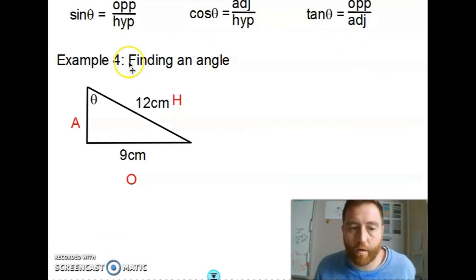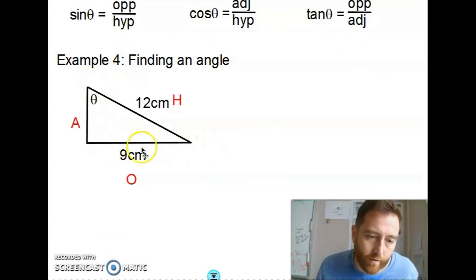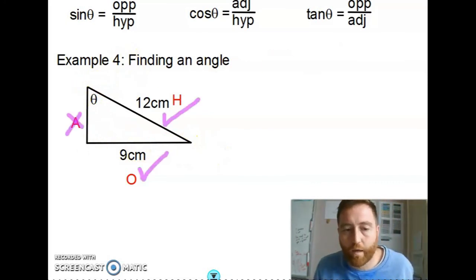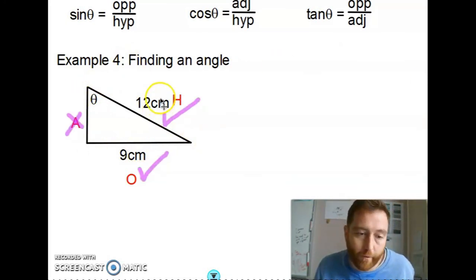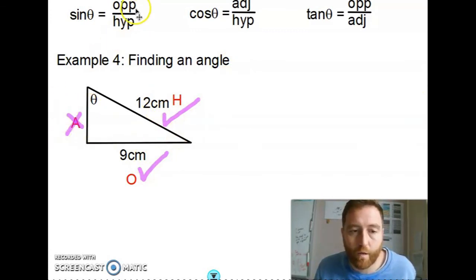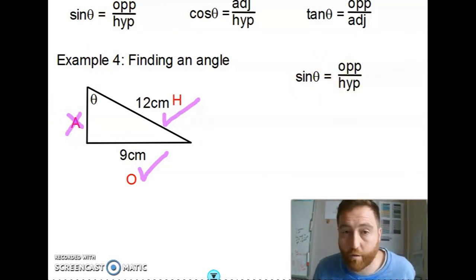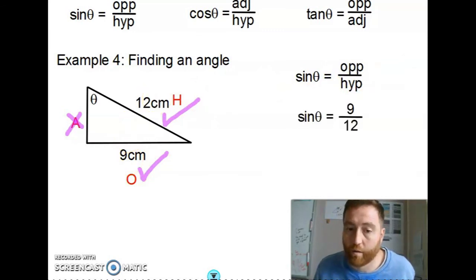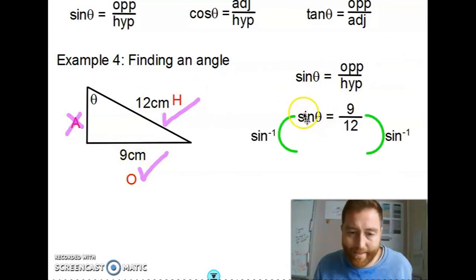Label up hypotenuse, the longest side, opposite the angle, and adjacent. Choose which one we're using. Right, we've got the hypotenuse, we've got the opposite, not using the adjacent, which means opposite and hypotenuse, that's sin. And so this is the ratio we use. Substitute in opposite 9, hypotenuse 12. There we go. Now, sine theta equals 9 over 12. We want to work out theta.